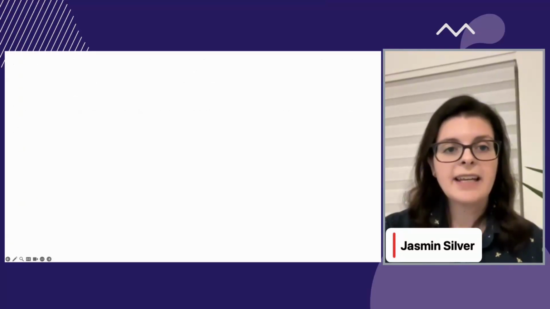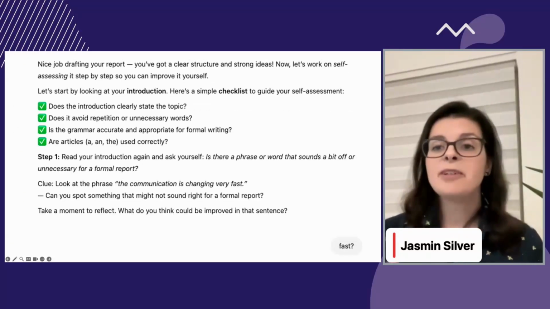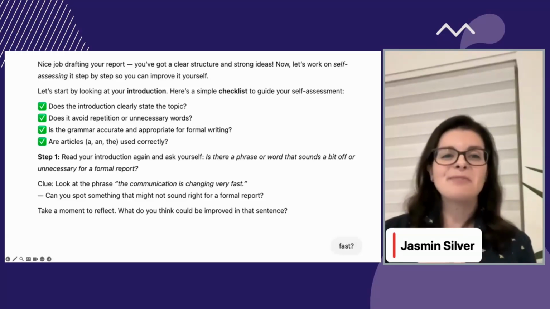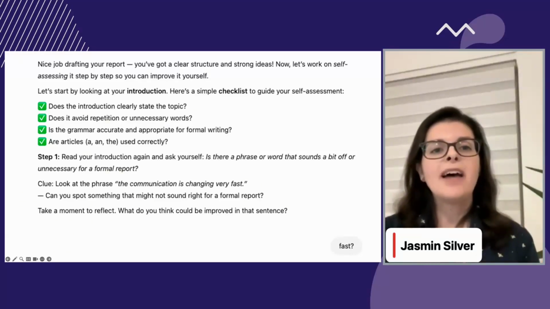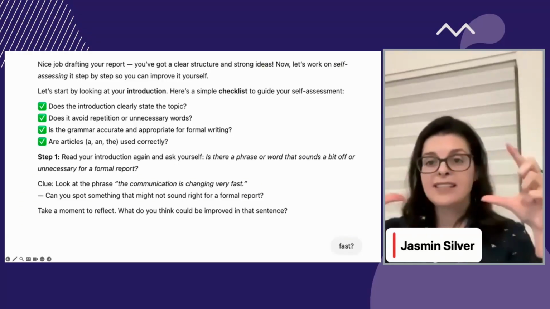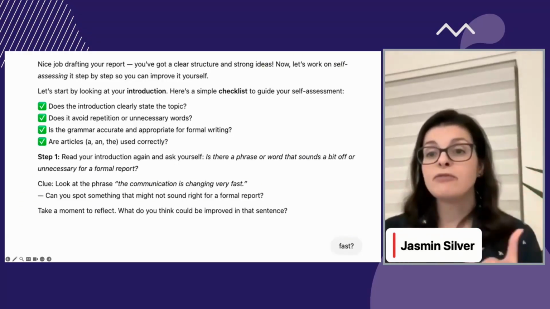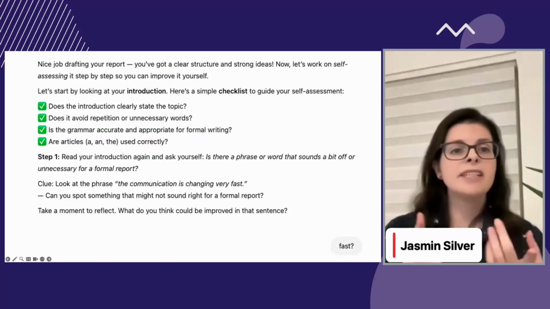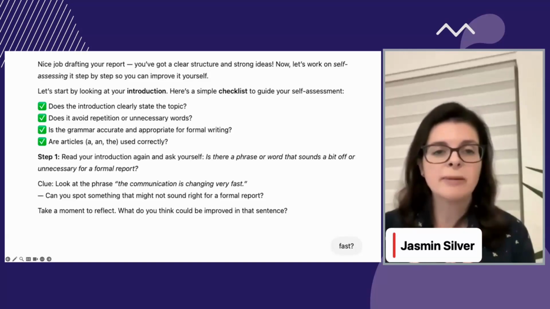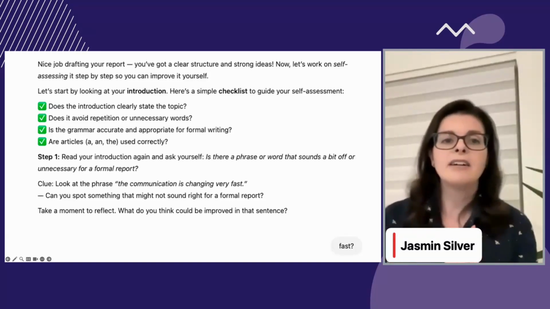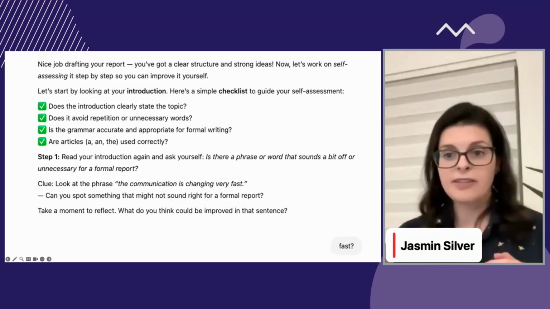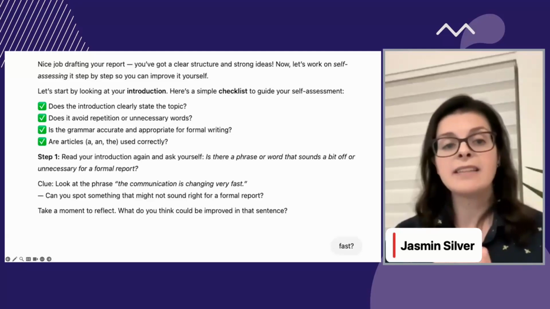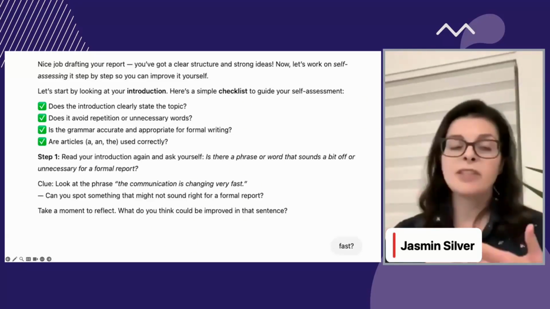So I pasted that in and it came back and gave me a bit of praise, which I enjoyed. Nice job drafting a report, and gives me a little bit of information about my strengths, and then tells me to break things down, to look at the introduction, and gives me a bit of a rubric to do that. So does the introduction clearly state the topic? Does it avoid repetition? Is the grammar accurate? And are the articles used correctly? So differently from the first prompt where it just corrected all those things, it's now asking me to consider these myself. And then it takes me through step by step.